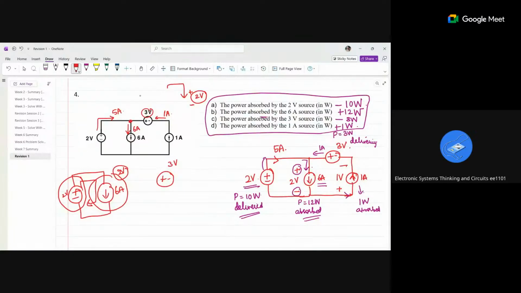The reason why I started with the left loop, see what happens if I go through the right loop. I'll mark the direction plus minus. But here there are two unknowns. My 3 volt is equal to the voltage across the 6 ampere plus the voltage across the 1 ampere, and I don't know both values. So I'll again go to this one. Is it clear now?